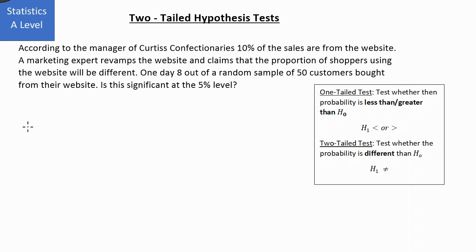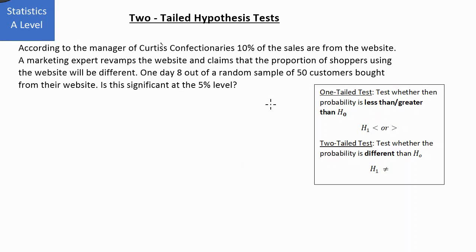As you can see in this video, we're going to be looking at two-tailed hypothesis tests. So let's start with this question. According to the manager of Curtis's Confectionaries, 10% of the sales are from the website. A marketing expert revamps the website and claims that the proportion of shoppers using the website will be different. One day, 8 out of the random sample of 50 customers bought from the website. Is this significant at the 5% level?